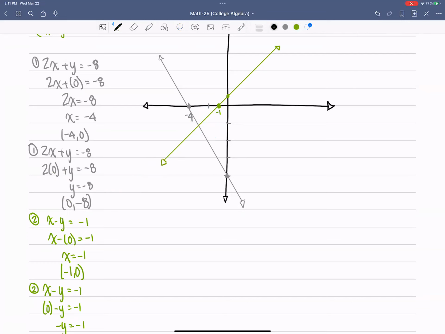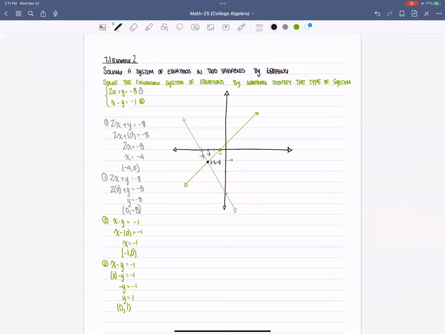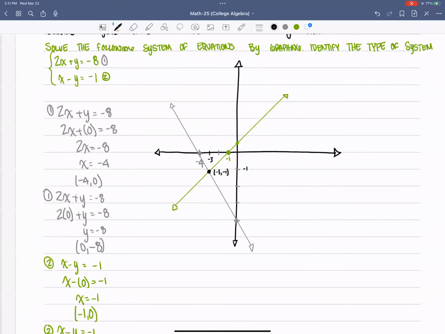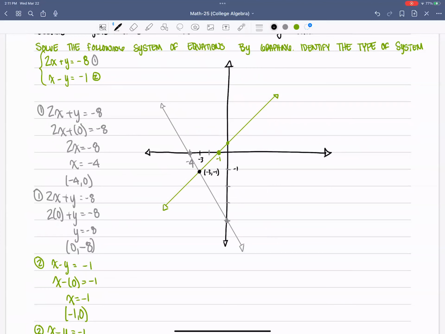Trying your best to be as precise as possible. And now this ends up being our intersection. It kind of feels like it might be -3 here. It looks like it might be like a -1.2, but just to round, let's try -1. So -3, -1. We're going to have to plug this into both equations just to make sure that it's a solution to both equations. And hopefully we don't have to do any more work than that.